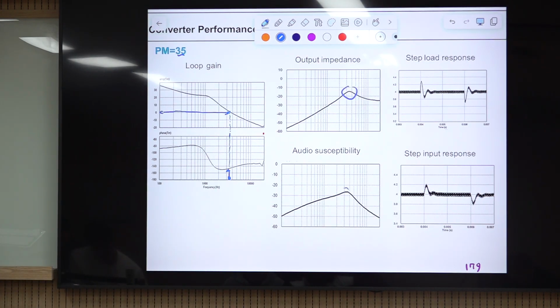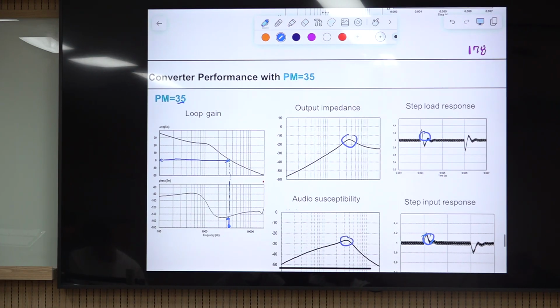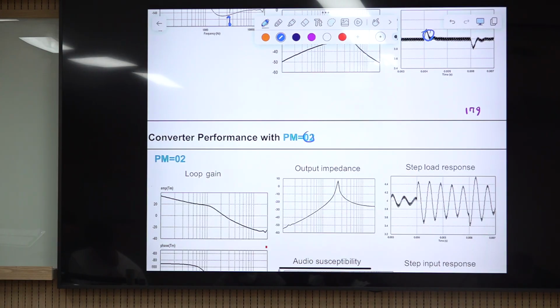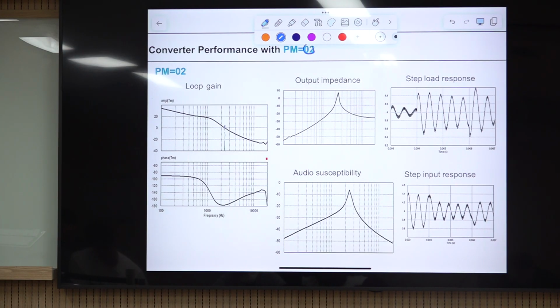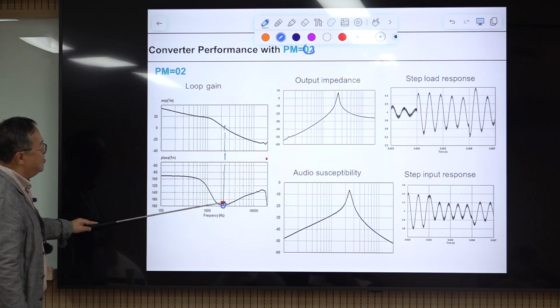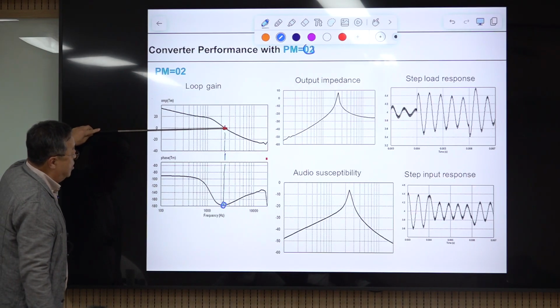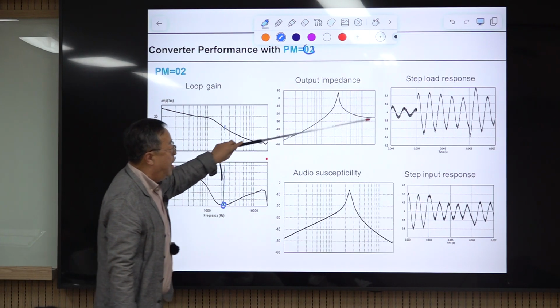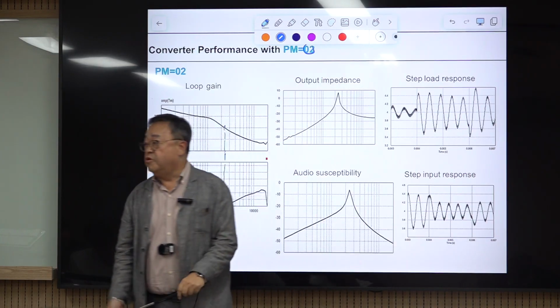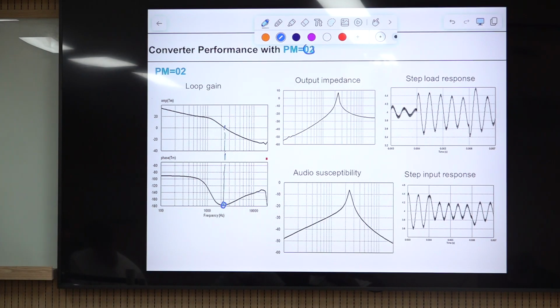So this is bad, this is bad, and this is bad, and everything is bad compared to the previous one. And the phase margin is further reduced. It becomes almost unstable. So phase margin is here. It's just marginal. Okay? 2 degrees of phase margin, and very narrow bandwidth, and high peaking, and very oscillatory behavior. You cannot use this system, obviously.